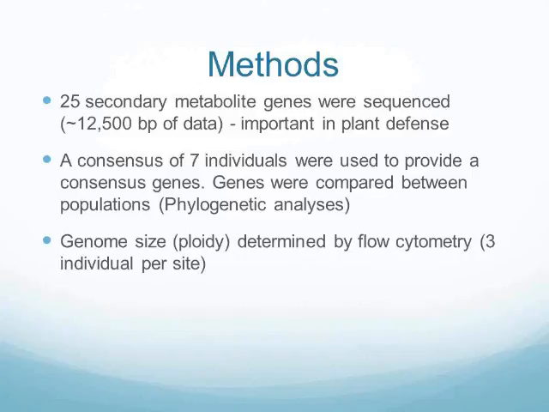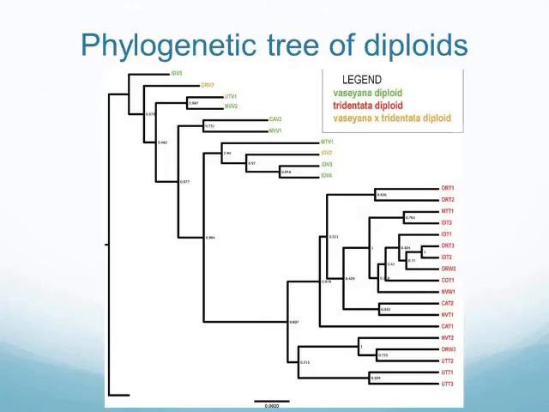So in total we had over 12,000 base pairs of data. That's each nucleotide that we're counting there. And we took the consensus of all those genes and organized them based on each population of 7 individuals. And we did a phylogenetic analysis, and we also knew the ploidy of each of those plants, or at least 3 in each population.